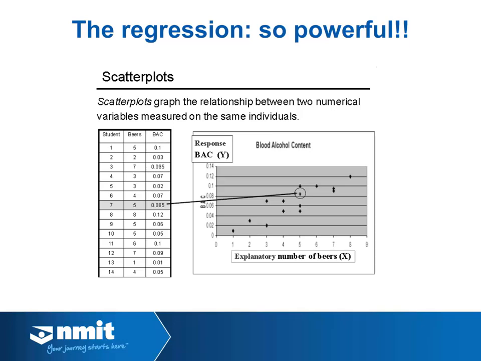So for example, the student that had 1 beer had a blood alcohol content of 0.01, so above 1 in the explanatory variable for the number of beers, we put a dot where it corresponds to 0.01, and so on and so forth. We do that for each of the data points, and hopefully you can see that there's actually a nice linear relationship building there, where as the number of beers consumed increases, the blood alcohol content of the student increases consistently.